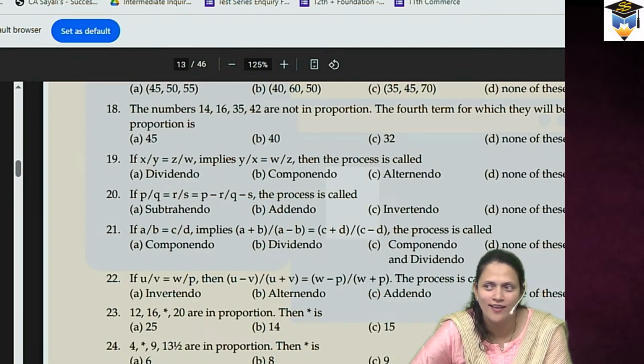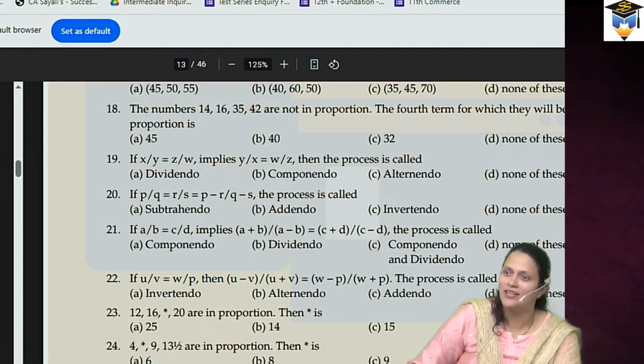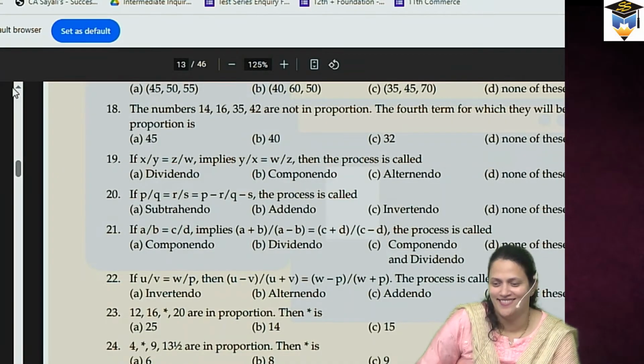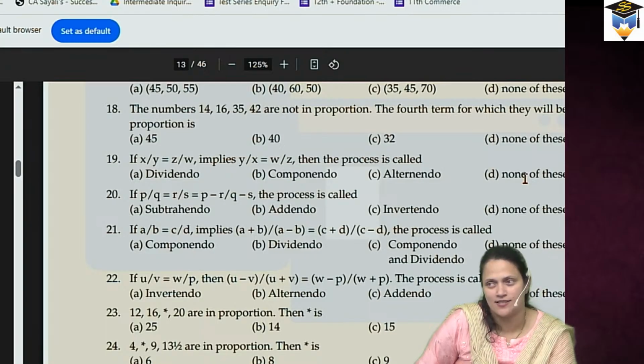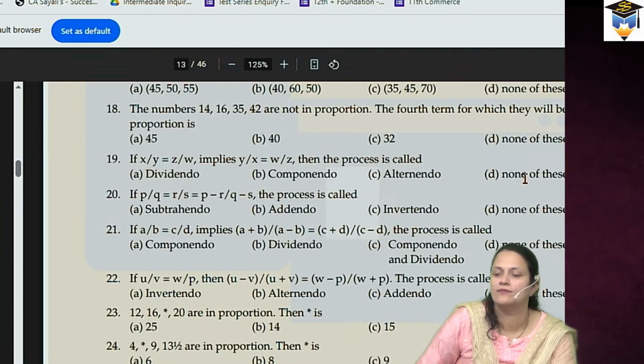Nineteenth one. The opposite is alternendo. No. The opposite is invertendo. It is invertendo. Answer: none of these. The 19th answer is none of these, because it is invertendo.